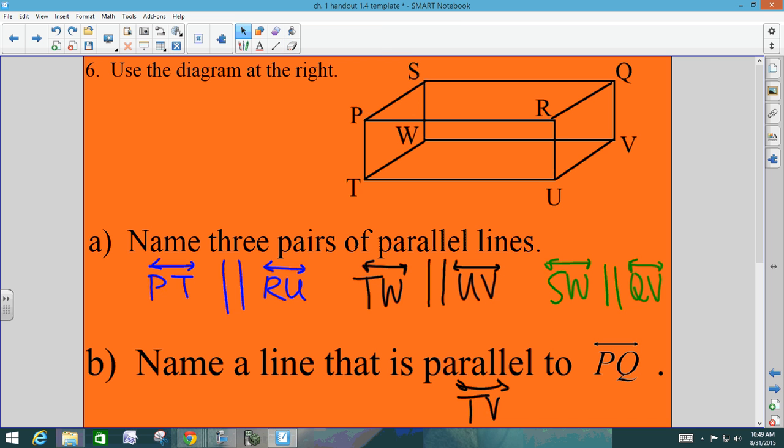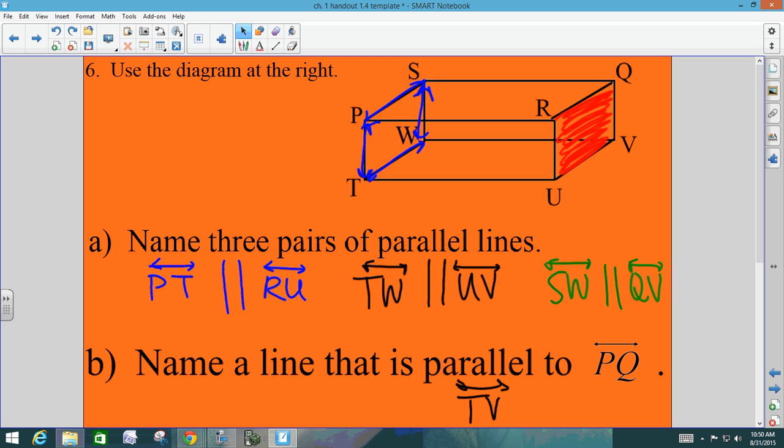QRUV would be the right side here of the spots. Which line in the diagram is parallel? Sarah? Which line is parallel to that plane? PT. PT would be one line that's parallel to the plane. Is there another line that's parallel? Which one? TW, and then I think I heard PS. And lastly, SW. All four of these lines are parallel to that plane.